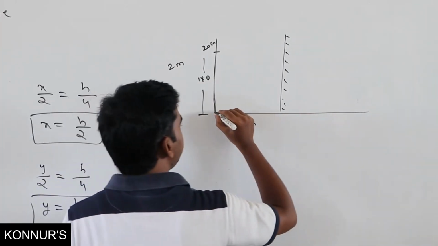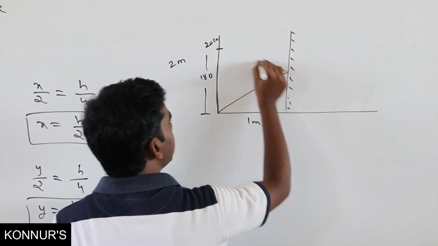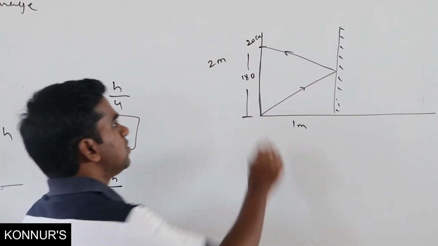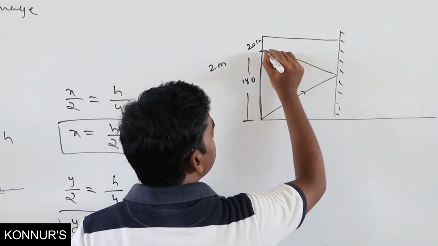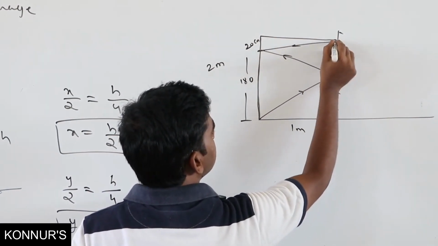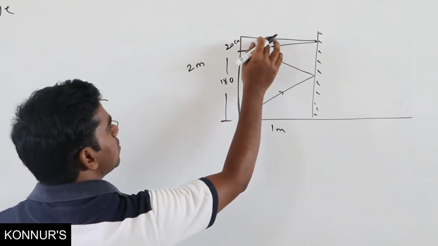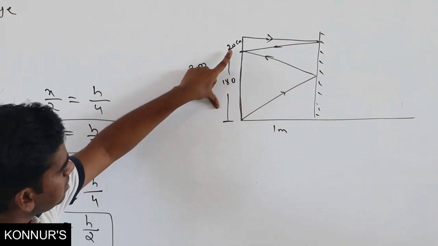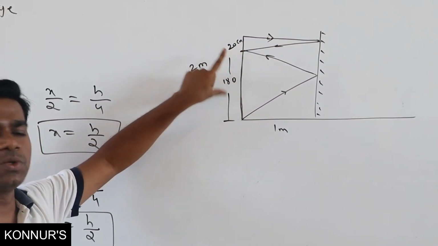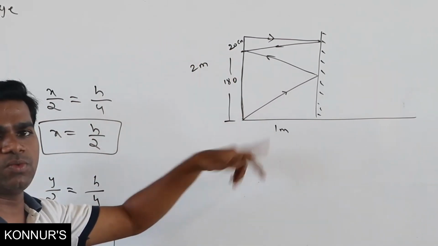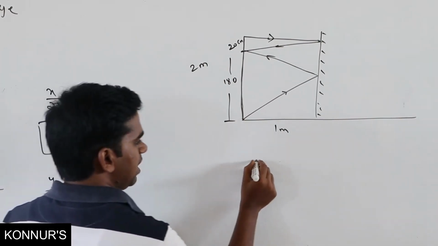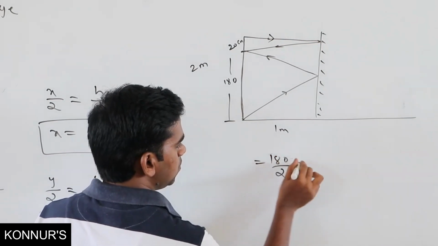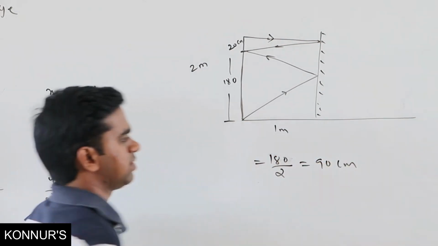You want to see his full image, so this will go here and it will reflect. He can see his feet. He wants to see his hair also. So what will happen? This will come here and it will reflect into his eyes. Okay. So now from here to here, how much height is there? 180 centimeter. So to see 1 centimeter full image, what should be the height of the mirror? That is 180 divided by 2. So that is 90 centimeter.